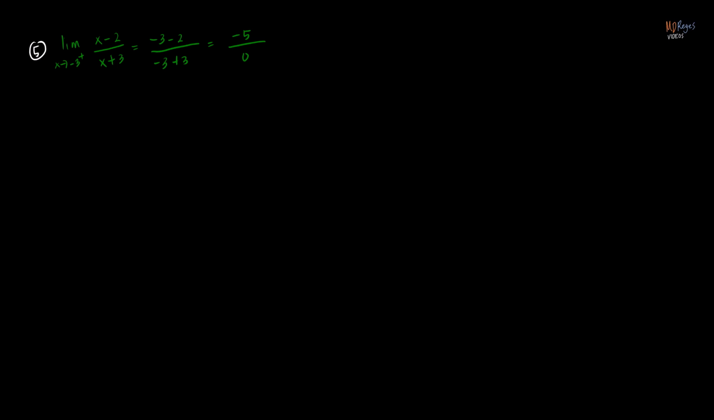Again, let's look at the sign of the numerator and the denominator. The numerator is negative 5. The numerator is always a negative number whenever x approaches negative 3 from the right. Now let's look at the sign of the denominator as x approaches negative 3 from the right. It's a number very close to negative 3, but to the right of negative 3. So this x here must be greater than negative 3.